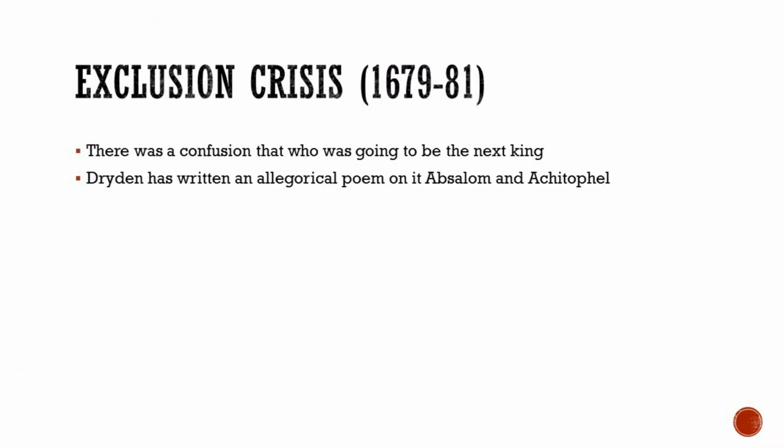So one of the options was James Scott, the illegitimate child of Charles II. Charles II had multiple mistresses and he didn't have a kid from his original wife, so there was no legal heir to give the throne. James Scott was one of the options, however, he was the illegitimate child. So the next option was James II, the brother of Charles II and the son of Charles I.